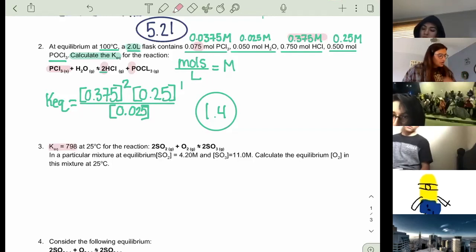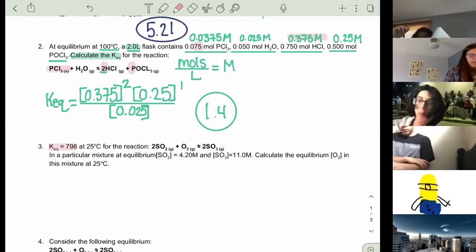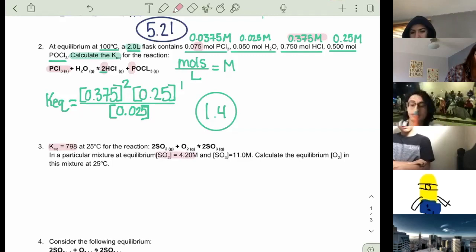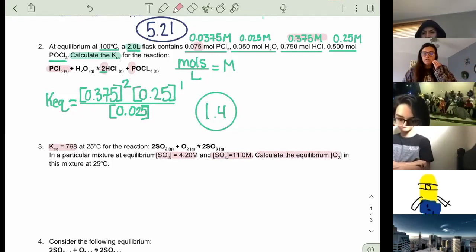So for this one, it says KEQ is equal to 798 at 250 degrees Celsius. Again, we have to be at a set temperature and technically a set pressure, but we are leaving pressure out for right now, okay? For the reaction of sulfur dioxide and oxygen to make sulfur trioxide. In this particular mixture at equilibrium, we have our concentrations for sulfur dioxide and sulfur trioxide, and they're already in molarity. Woo! We don't have to convert. Our job is to calculate at equilibrium the concentration of O2. Again, the brackets let me know that I'm trying to find concentration.